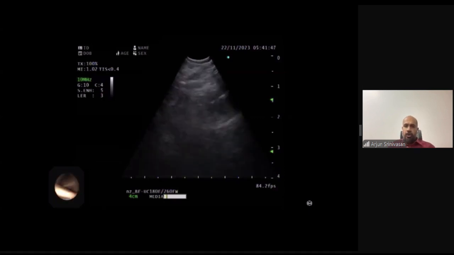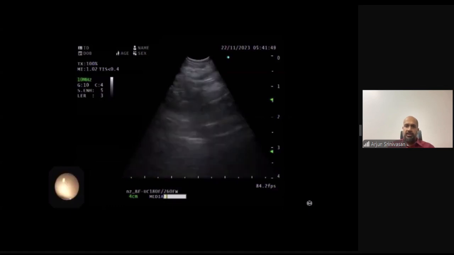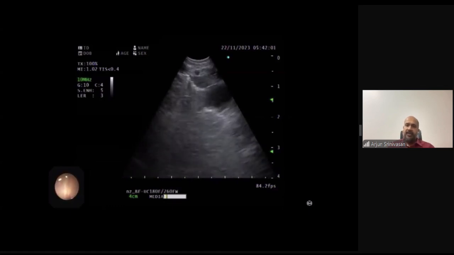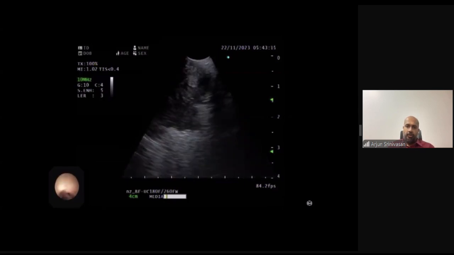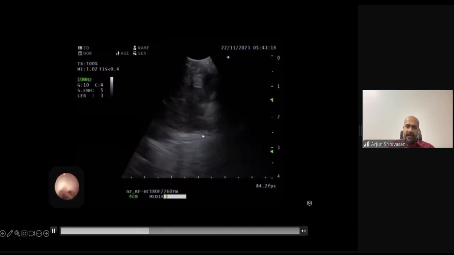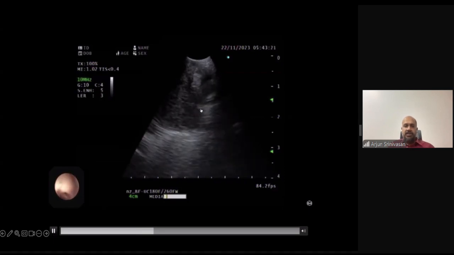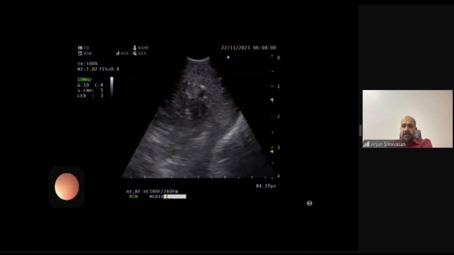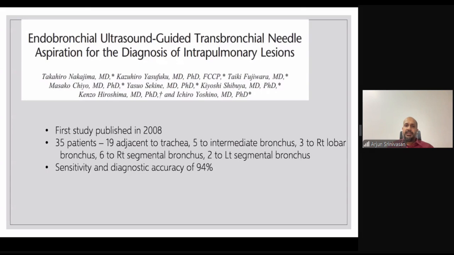So when you use a convex probe ultrasound to sample central pulmonary lesions or the so-called peripheral lesions, you will be able to see the lesion in real time, wherein you are able to sample the lesion in real time. So we are trying to reach for the lesion which is in the left lower lobe, and you can see that the entire mass is seen there. This is a trick which has been in use right from the time EBUS has been available in India. That is, from the first publication back in 2008.